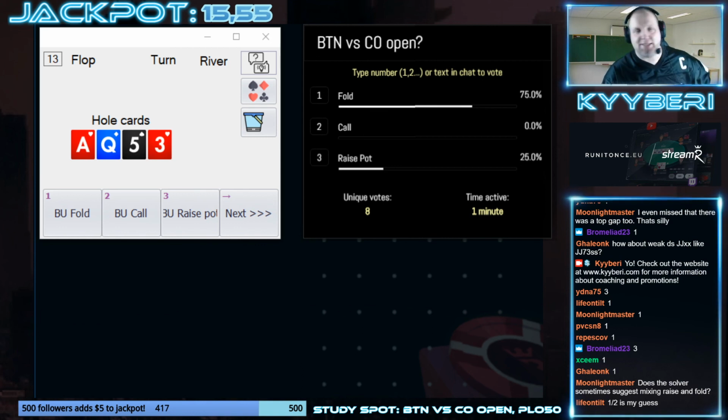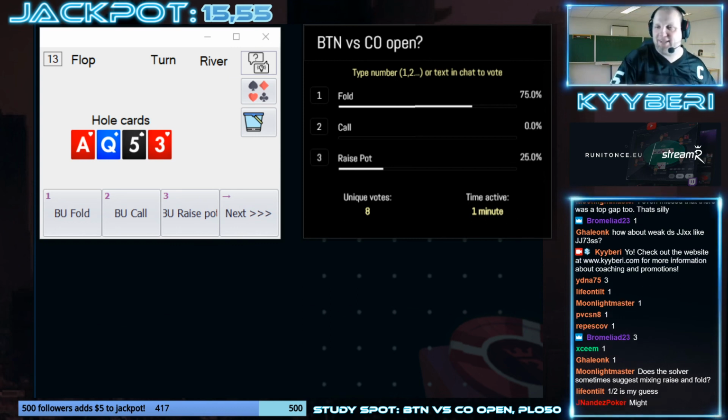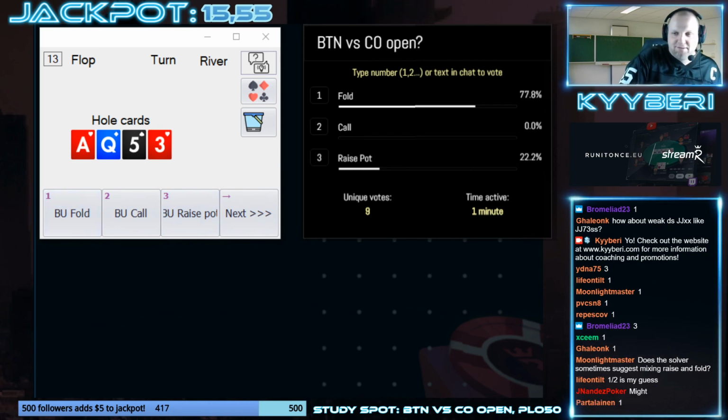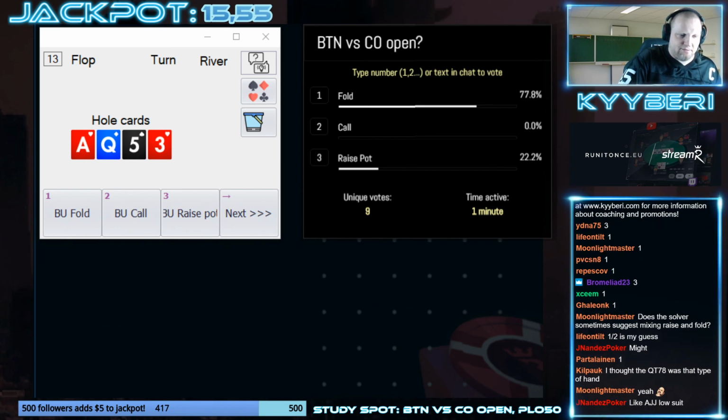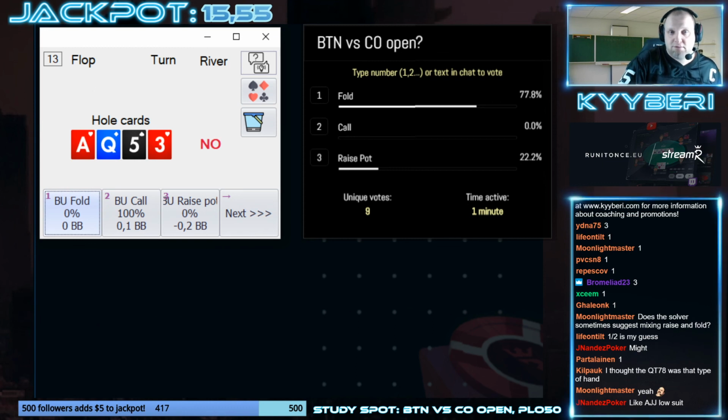Well, Moonlight Master is asking the same thing at the same time. Yeah, does the solver any time go for three bet or fold? Like super polarized strategy. Queen then 7-8. No, it was a call and raise. I would fold this hand, but solver wouldn't. Solver would call.